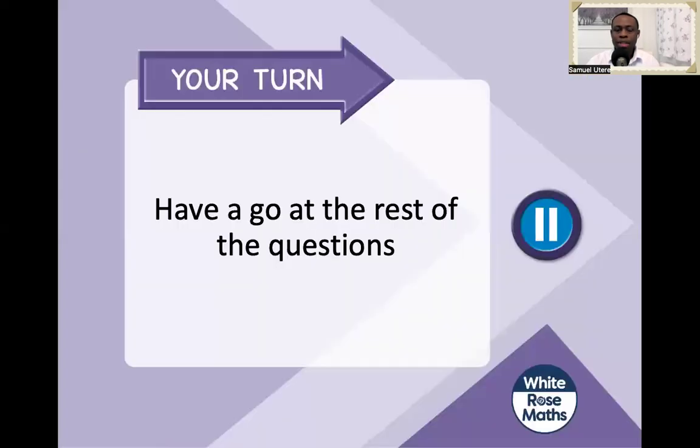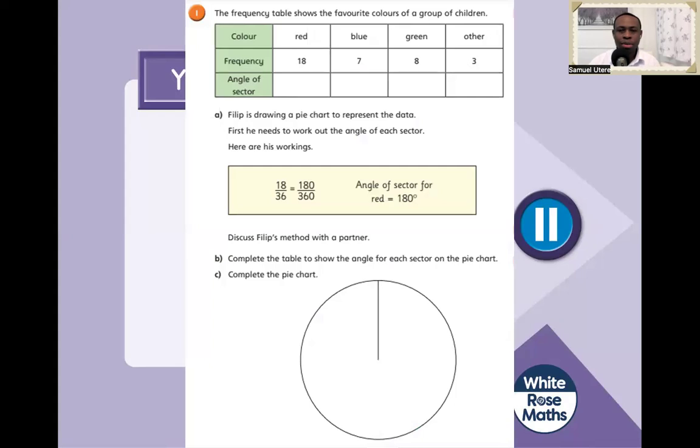All right, it's now time for you to pause the video and do lots of practice drawing pie charts. So here is question 1. The frequency table shows the favorite colors of a group of children. Philip is drawing a pie chart to represent the data. First, he needs to work out the angle of each sector. Here are his workings. So he did 18 divided by 36, which is 180 all over 360 degrees. The angle of the sector for red is 180 degrees. You're being asked to discuss Philip's method with somebody.